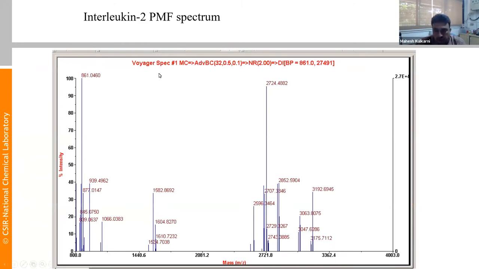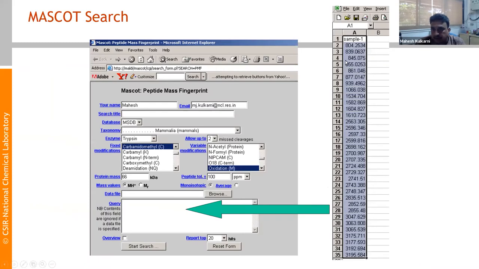This was done quite long back, at the time with a very old, now obsolete, mass spec, the Multi-TOF Voyager model. Here, interleukin-2 was hydrolyzed by trypsin, and the peptides formed were analyzed on the instrument. These peptide masses are then exported to an Excel sheet like this, and this was used as a query to search for a protein.